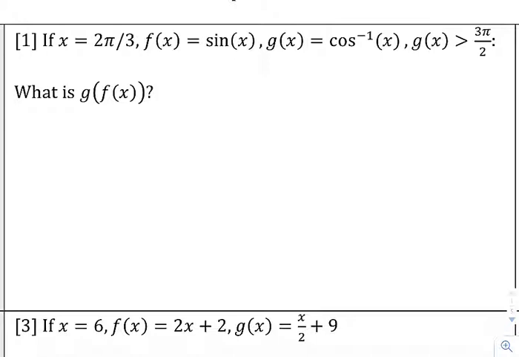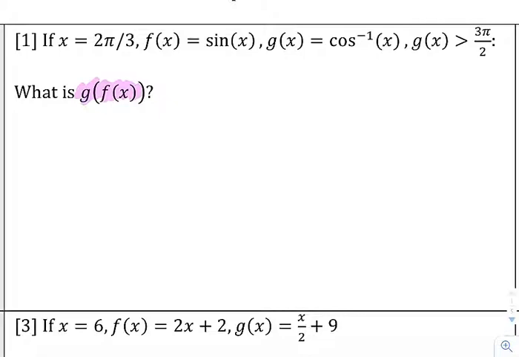Okay, so the first question, they want you to find f of g of x. Excuse me, g of f of x, which is really how you're going to read this notation right here. The phrasing g of f of x simply means that the exterior function is going to be g of x, interior is f of x.